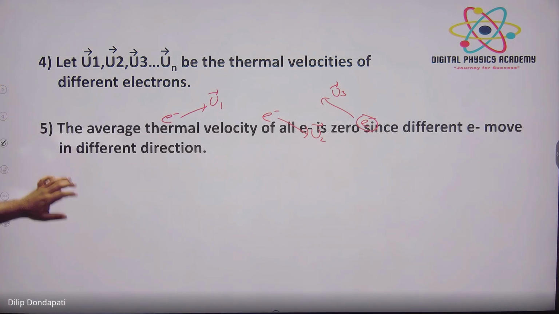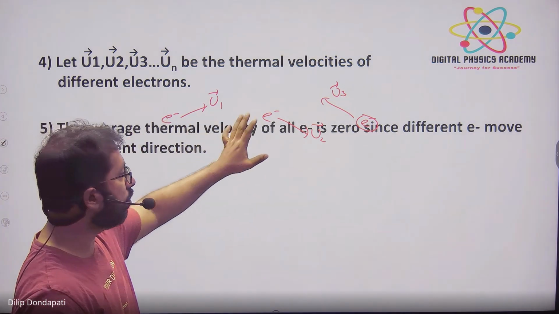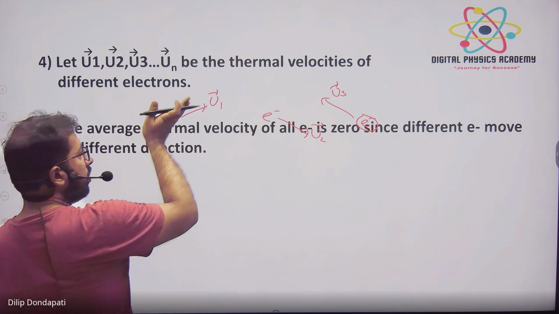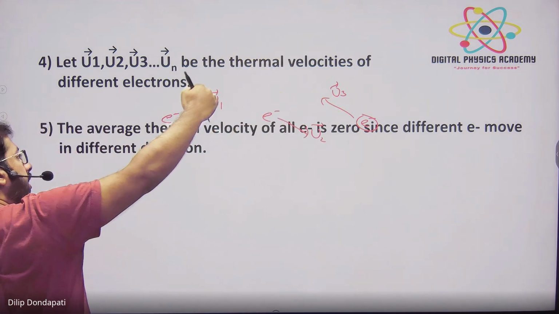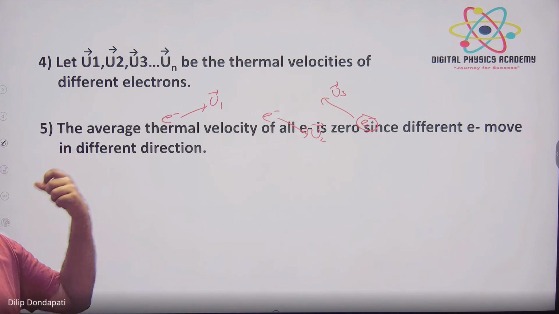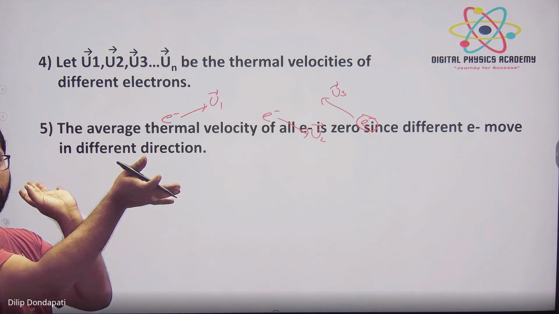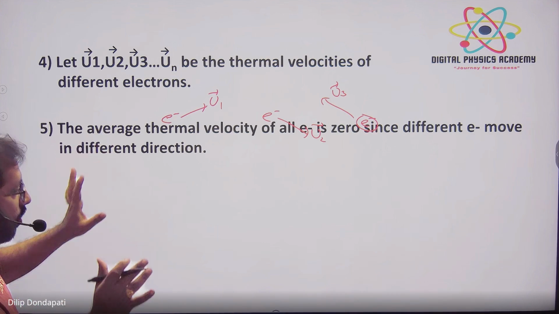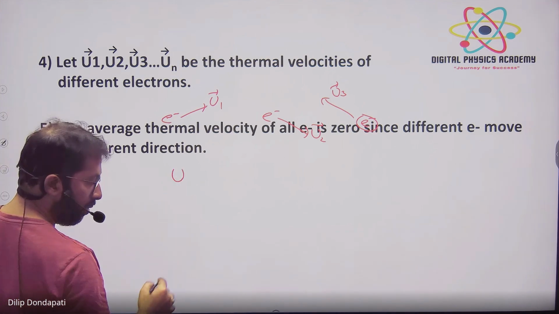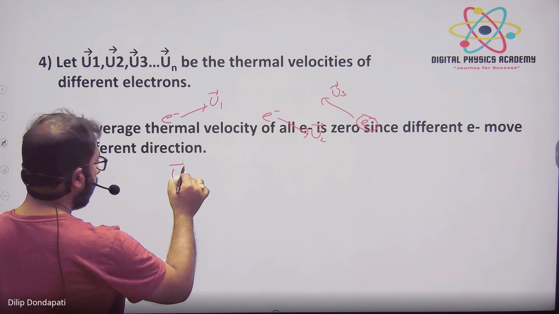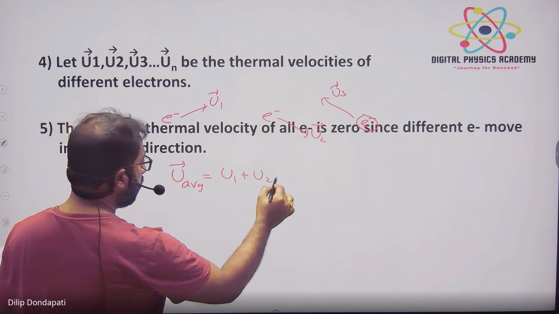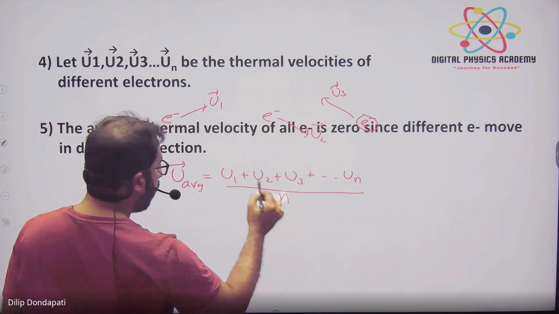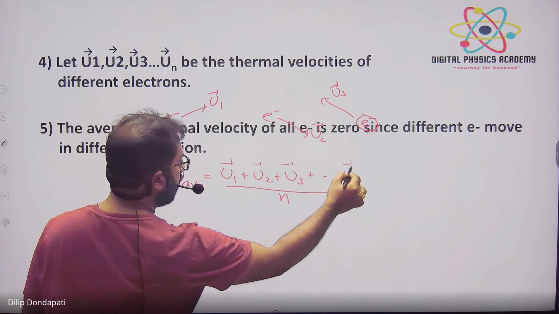The average thermal velocity of all electrons is 0, since different electrons move in different directions. See, this electron is moving in this direction and another electron will move in exactly the opposite direction. So vectorially it is 0. Two equal and opposite vectors cancel out each other. Millions of electrons are there, all cancel out. The u average is u1 plus u2 plus u3 plus so on to un by N. Vectorially, if you add, it becomes 0.